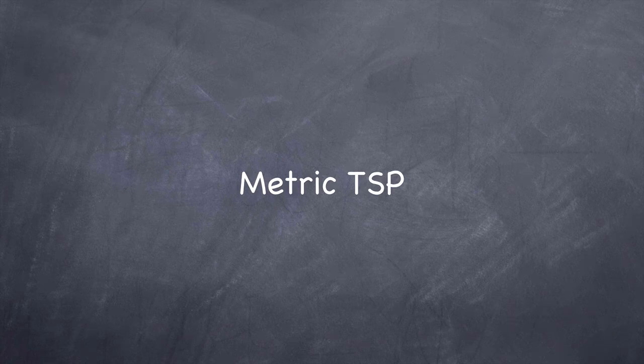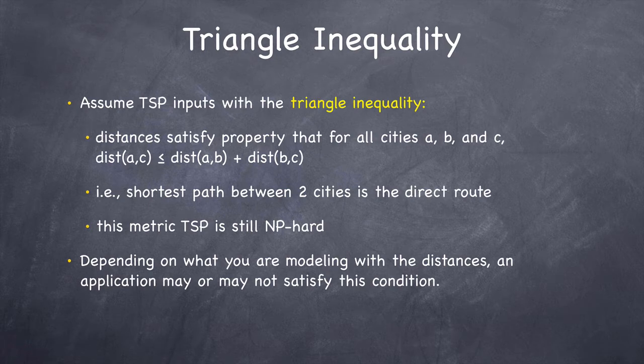The metric traveling salesman problem. Okay, now the usual traveling salesman problem does not require that its cities satisfy the triangle inequality. This might be a little bit surprising, but in fact, if you look back into Karp's original paper, it nowhere says that this needs to be a reasonable input.